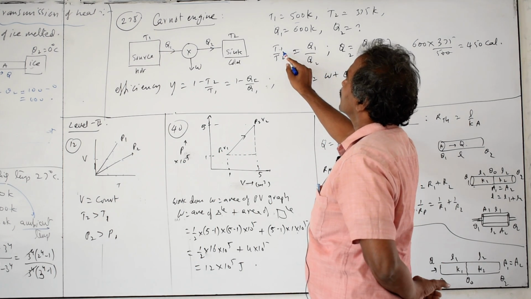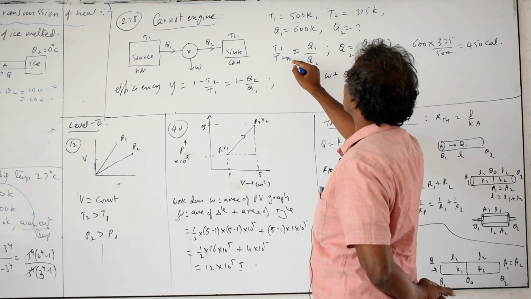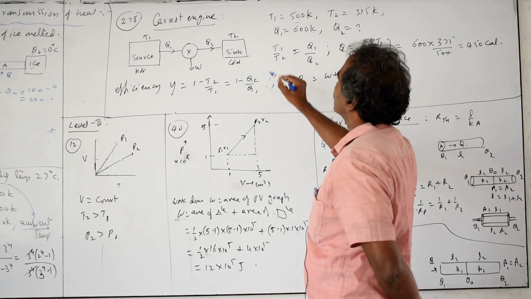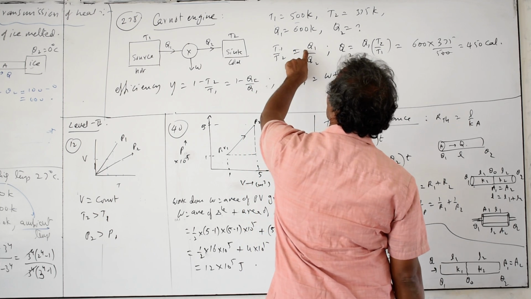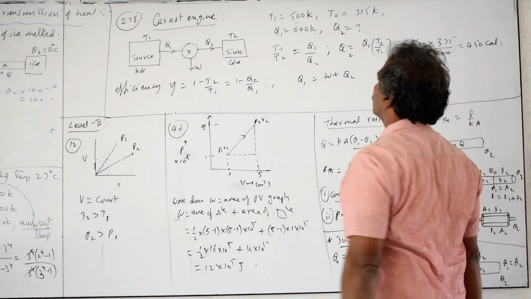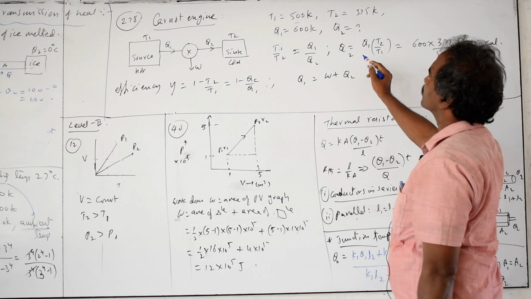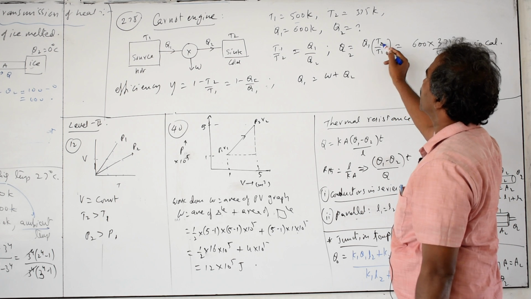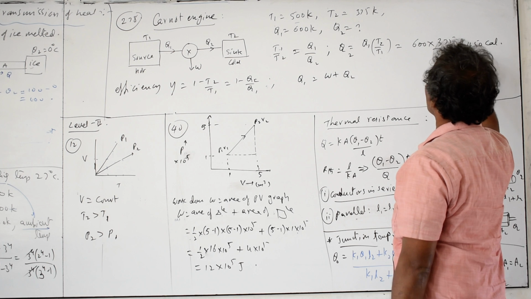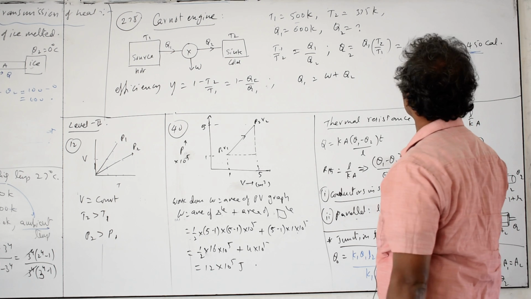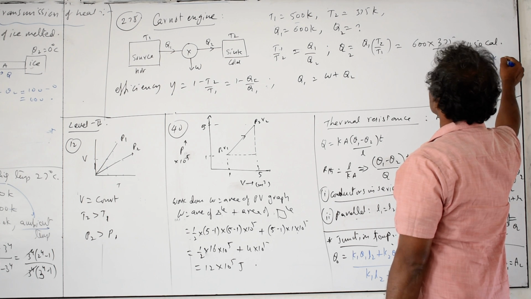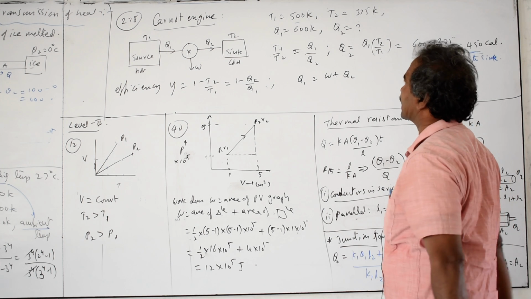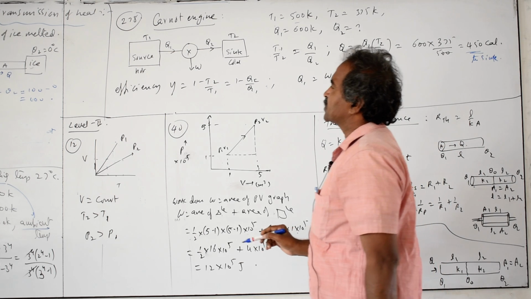Okay, the temperature ratio T1 by T2, and the efficiency. So we are taking T1, T2, Q1 is given, and Q2 you are asked to find out. Temperature is proportional to heat, so T1 by T2 equals Q1 by Q2, which gives the expression Q2 equals Q1 times T2 by T1. The result is 450 calories of heat energy given to the sink. The surrounding which absorbs it is called the sink. And efficiency they didn't ask here.